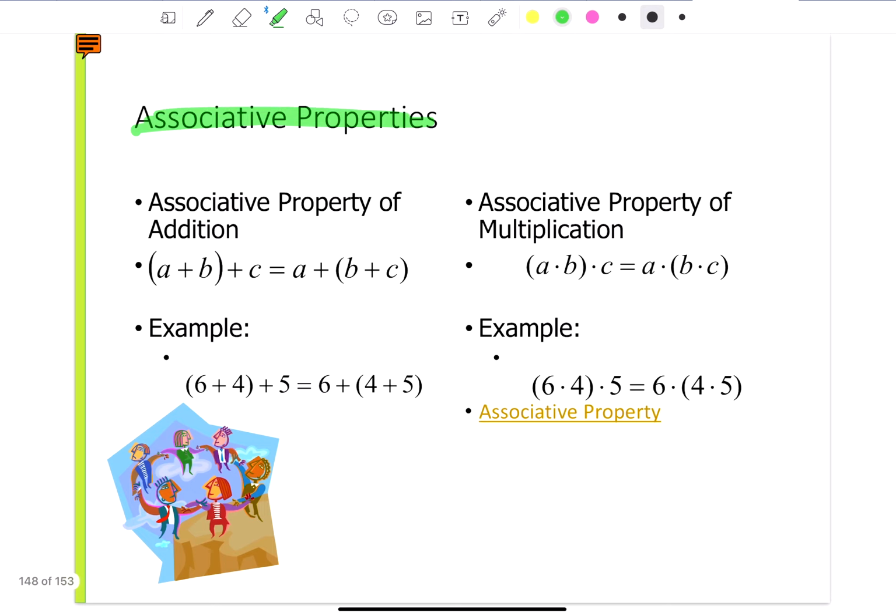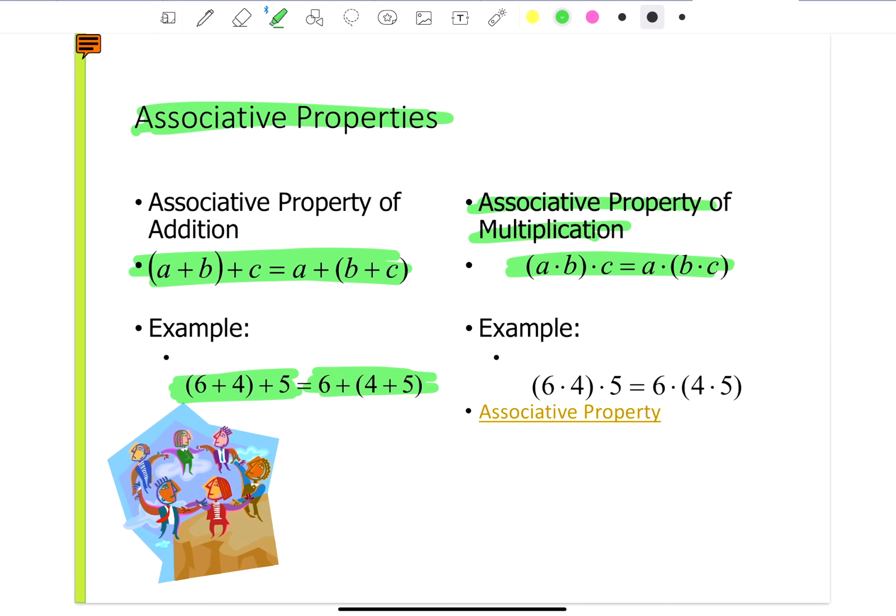Next, associative property. This property has something to do with the grouping symbols. When we are adding, where we place the grouping symbols does not matter, whether we place grouping symbols around first and second number or second and third number. Same thing, associative property of multiplication. When we multiply, we can put grouping symbols around first two numbers or last two numbers. Your answer is not going to change. (6 plus 4) plus 5 is equal to 6 plus (4 plus 5). Same way, (6 times 4) times 5 is equal to 6 times (4 times 5).